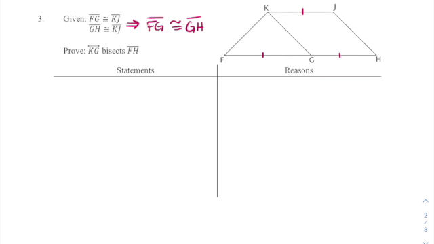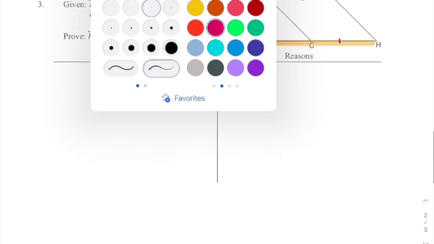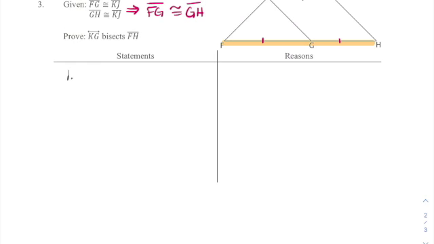My goal is to show that this line KG bisects segment FH. So we're trying to show that this segment is being divided into 2 congruent segments, which in fact would be FG and GH. That's exactly what we need to prove. So this is our connection. So that would mean, by our givens, FG is congruent to KJ, GH is congruent to KJ as well.